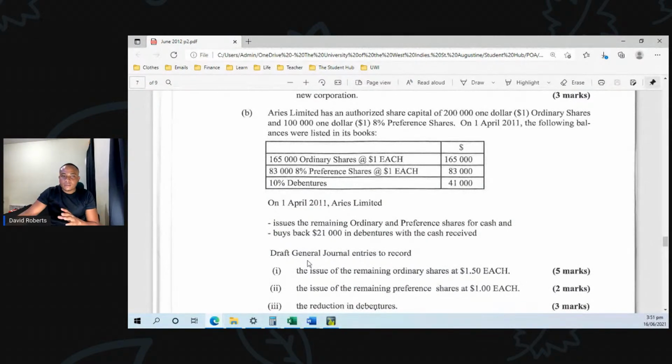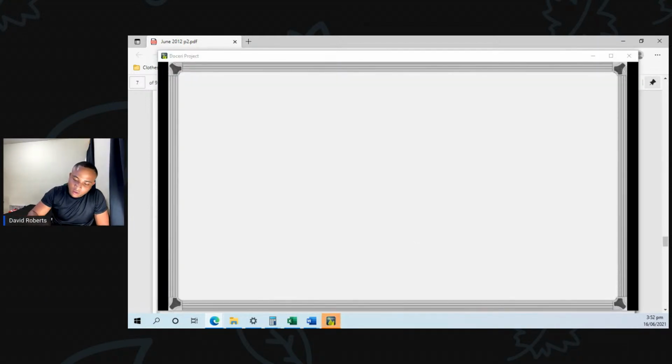Now, when drafting up the shares in a general journal, what we need to do is make a distinction between shares at par value and shares at share premium. So we look at the ordinary shares. So far we know that we have 35,000 ordinary shares remaining, and they were issued at $1.50. However, the authorization was at $1. So let's talk a little bit about that, what some call par value.